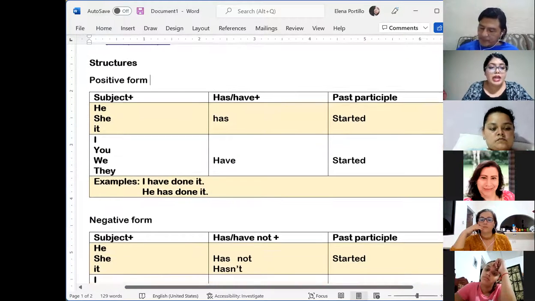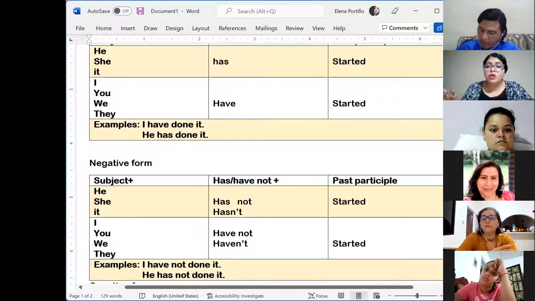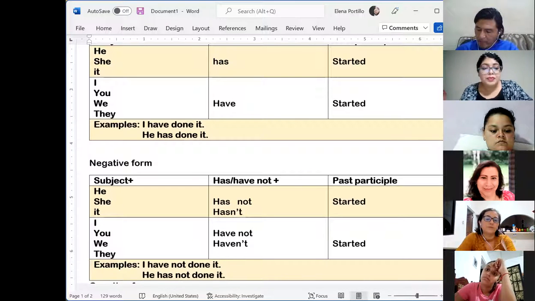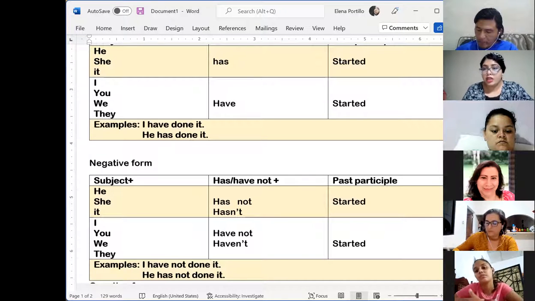Then we have the negative form. That is the same. Just we are going to add the not to the has and have. Subject plus has and have not plus past participle. He, she, it has not or hasn't started. Then I, you, we, they have not or haven't started. And we have the examples. I have not done it. He has not done it.